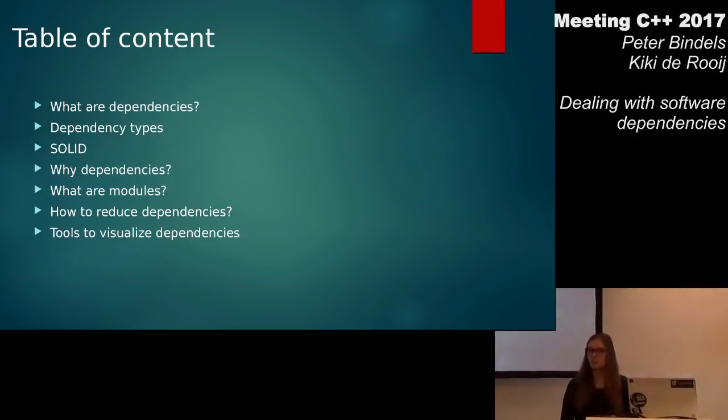So what are we going to talk about today? Well, we will first explain what dependencies are and which types of dependencies can occur. We will then explain what the SOLID principles are, which are guidelines for writing good code, which also affect dependencies. Well, why do we need dependencies? What are the upsides and downsides? And what are modules? Because some people think that they might solve dependency problems, but is this actually true? How can you reduce dependencies that you don't want? And we want to demonstrate some tools that visualize dependencies in a project.